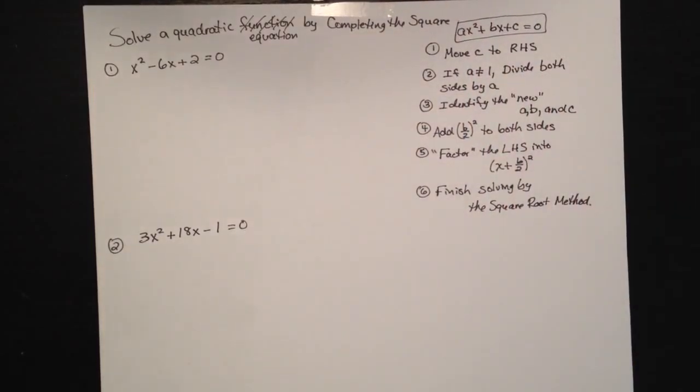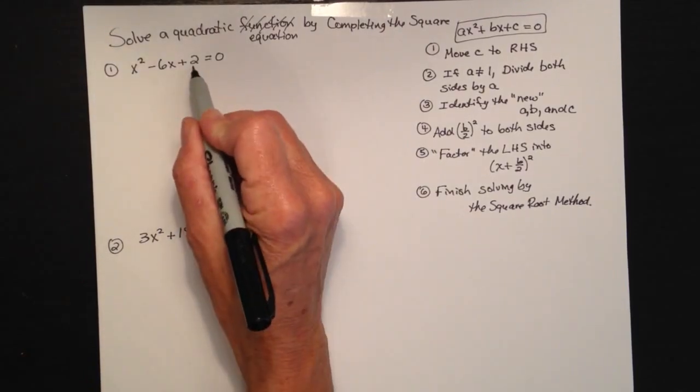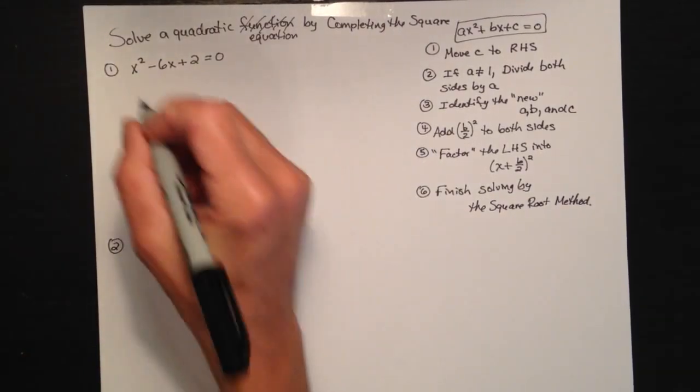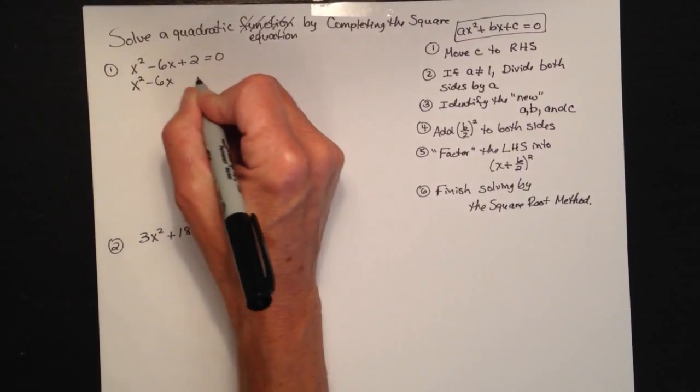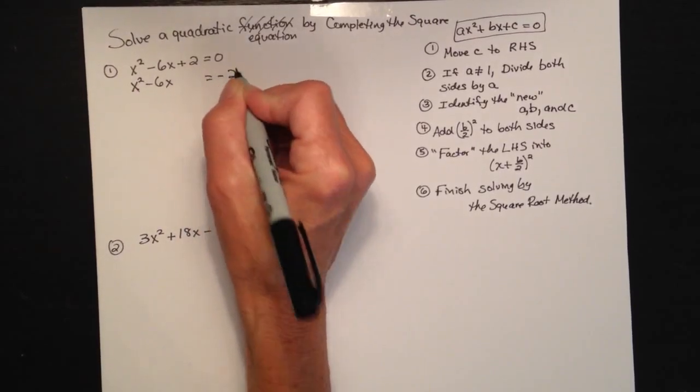The first thing we want to do is move C to the right hand side. These are the list of steps you follow if you want to complete the square. So in number 1, C is the constant term, it's 2, so we move 2 to the right hand side. So this is going to become x squared minus 6x equals negative 2.